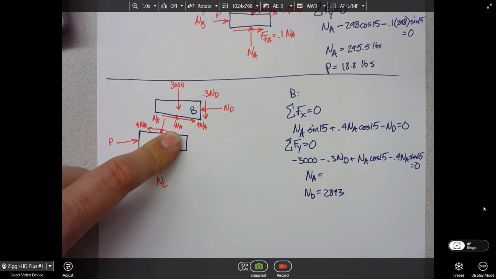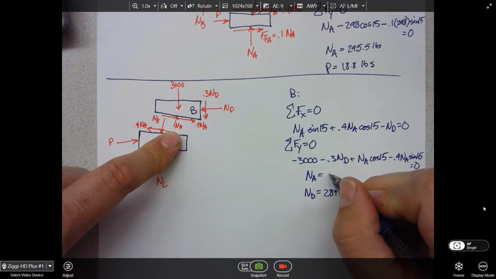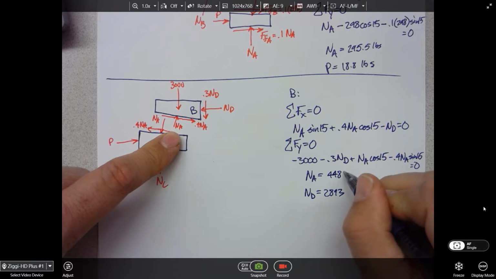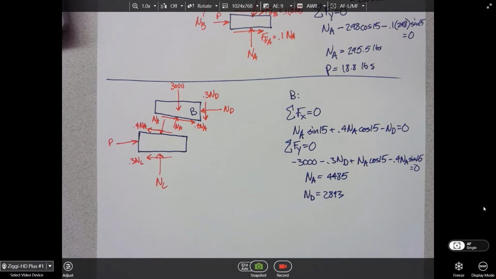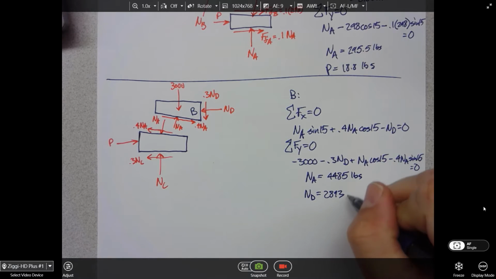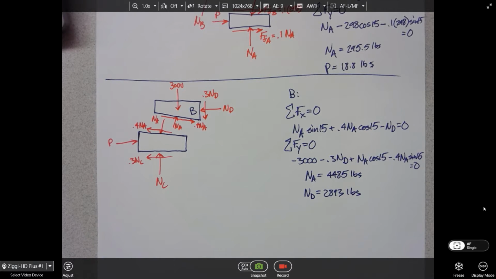Okay. Then I got 448.53. Okay, fair enough. So then we can do block A, right?